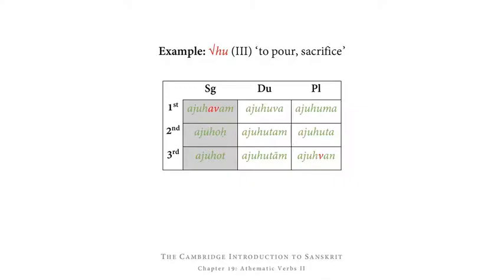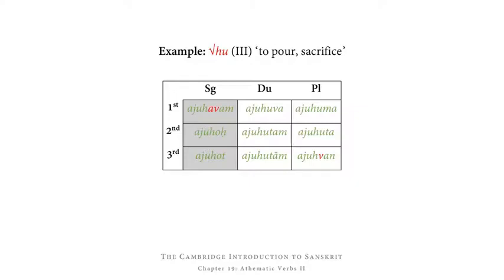Now, if we start by looking at the second person forms, we can see ajuhoh in the second singular, which consists of the strong stem juho, preceded by the augment a, and followed by the second singular ending, which is just visarga. So ajuhoh. In the dual, we have the weak stem juhu, preceded by the augment a, and followed by the second dual ending tam, so ajuhutam. And in the plural, we again have the weak stem, juhu, preceded by the augment a, and followed by the second plural ending ta. So strong stem juho, weak stem juhu, preceded by the augment and followed by the secondary endings.